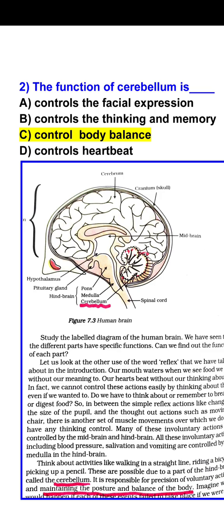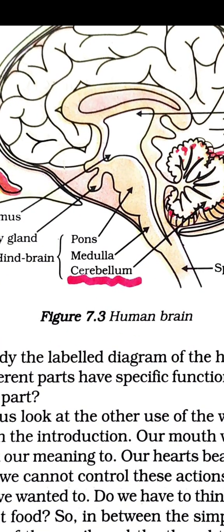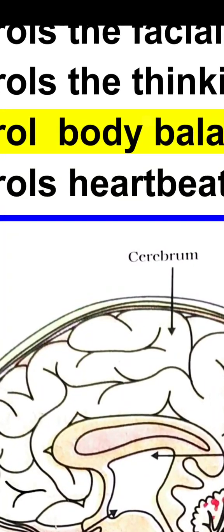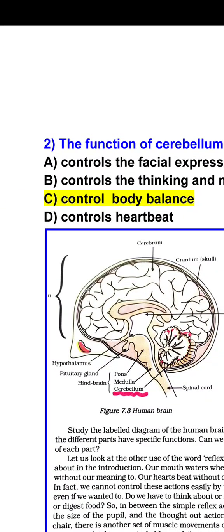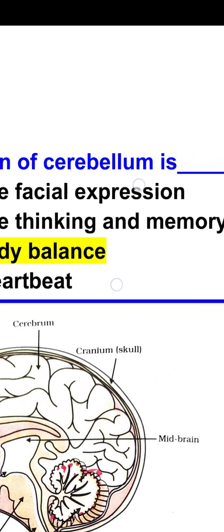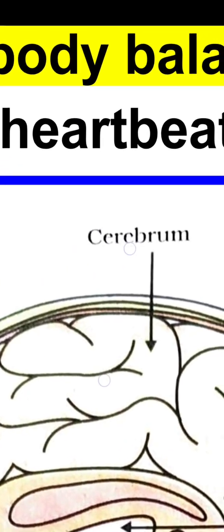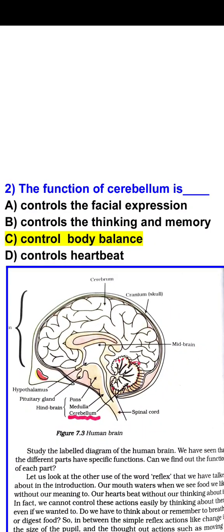Then facial expression is controlled by the other part, which is even in the hind brain portion, that is pons. Then the second part which appears there is medulla. Medulla controls the heartbeat and other functions which are involuntary, such as blood pressure, secretion of the glands, that kind of functions. And controlling thinking and memory is purely related to the cerebrum. Cerebrum includes 80% of the brain, and it is the part of the forebrain.